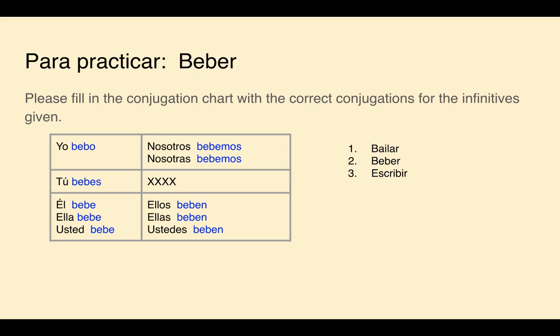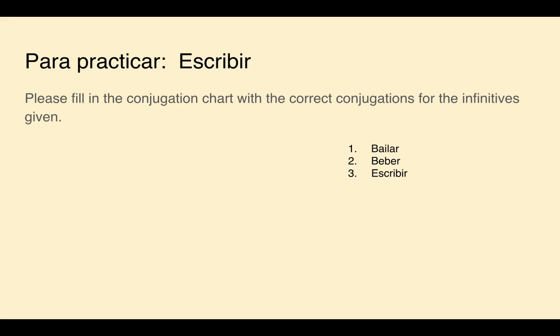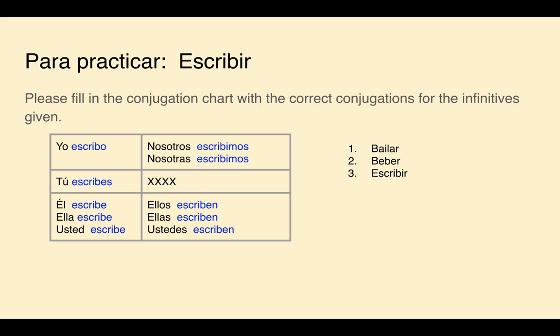And we're going to do one more, the verb escribir, which is an IR verb. Remember where an IR verb and an ER verb differ. So fill in your chart, and once you have done that, restart the video. So hopefully your chart looks like this. Yo escribo, tú escribes, él, ella, usted escribe, nosotros, nosotras escribimos, ellos, ellas, ustedes escriben. Remember, escribir means to write.